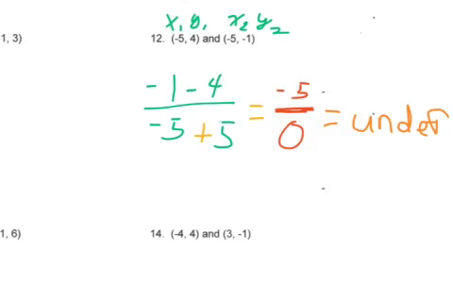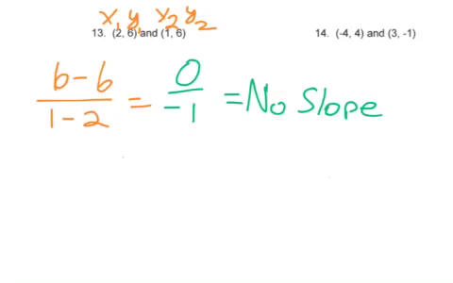Alright, you might want to hit pause and copy this down. When we work this out correctly, we cannot divide by 0. If you divide by 0, you'll get an error message on your calculator. That means it is undefined. It is an undefined slope, which means it's a vertical line. Alright, just the alternative of that, if we get the 0 on top, we can divide 0 by -1, giving us no slope.